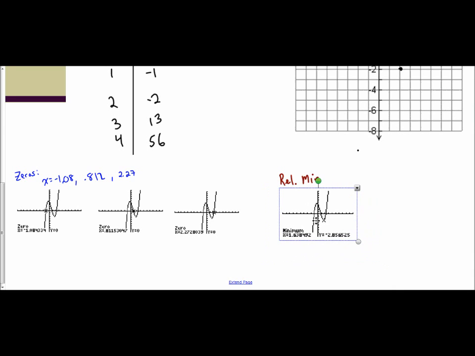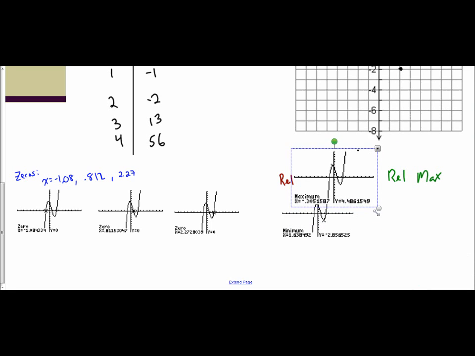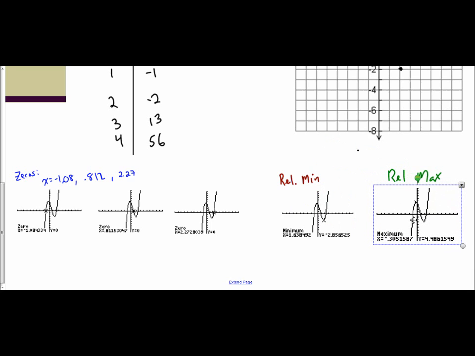And then I repeat that process for my relative maximum. So we go to second calc. Option 4 is our maximum. Here's our relative maximum point, our high point of the graph. So we're going to go to the left of that point using the cursor. Hit enter, right point, hit enter, guess, hit enter again. And we have our relative maximum at negative 0.31, 4.49. And so that is where I'm going to plot my relative maximum.